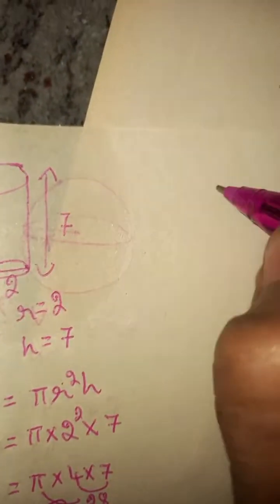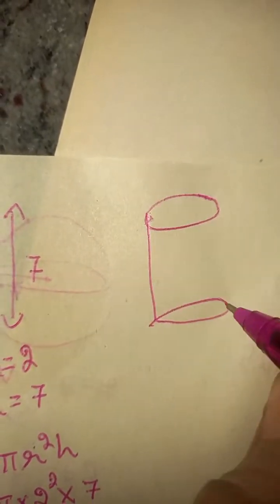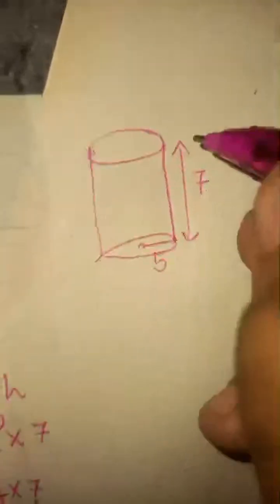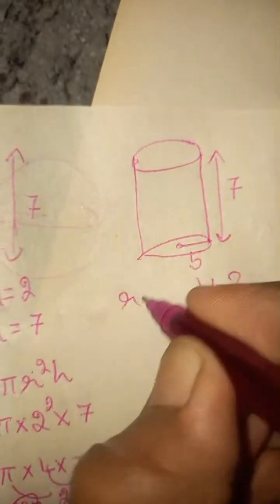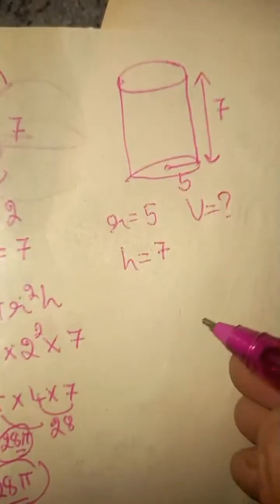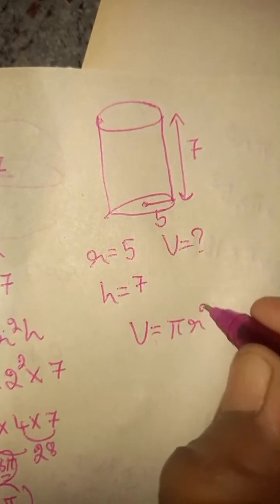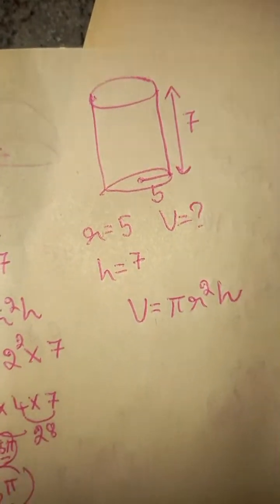Now let's take one more cylinder. In this cylinder they have given the radius as 5 units and the perpendicular height as the same 7 units. You need to find out what's the volume of this cylinder. The volume of a cylinder becomes pi r square h, where pi r square is the base area times the perpendicular height.